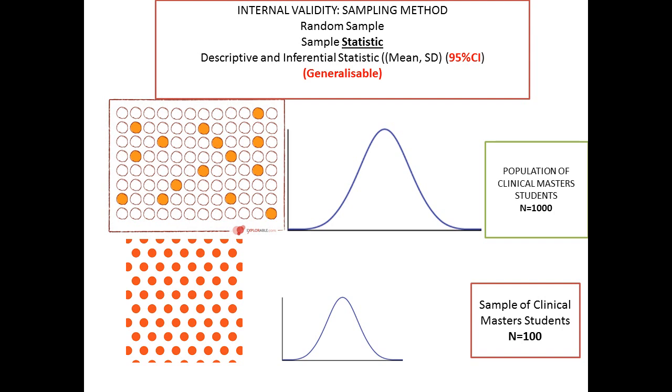Okay. Now, this is 1,000 of my master's trainees. If I randomly sample them and put them into a sample data set, I will be able to do both descriptive statistics like mean and standard deviation, as well as inferential statistics like 95% confidence intervals and p-values. What I'm trying to say is the results from my sample will be generalizable to the entire population of trainees because I randomly sample them.